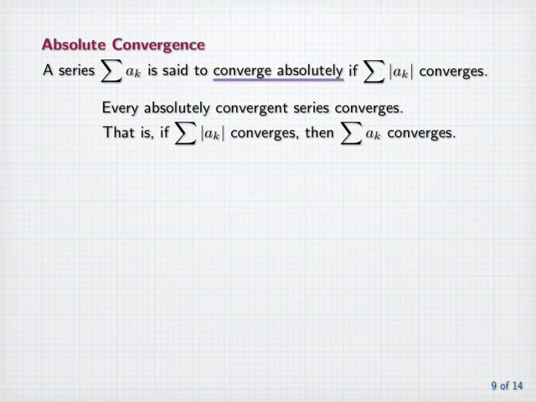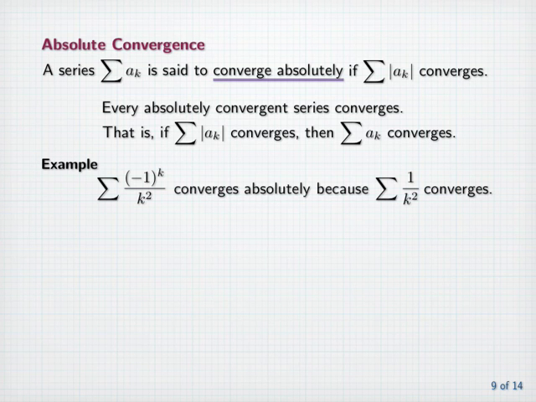For example, the sum of minus 1 to the k divided by k squared converges absolutely because the sum of 1 over k squared converges. So this is an alternating series that converges by the alternating convergence theorem, yet the corresponding series whose terms do not alternate in sign also converges.